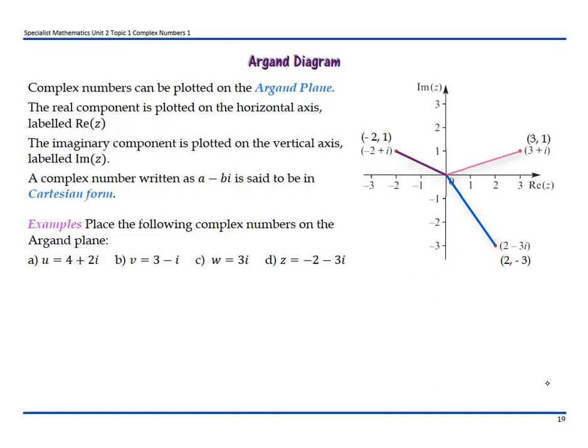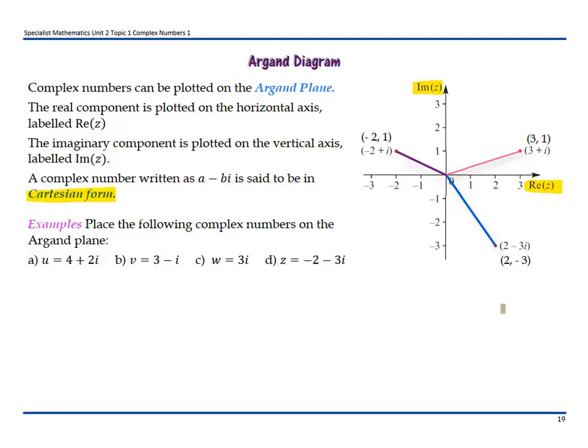This video looks at the Argand plane. Now, complex numbers can be plotted on the Argand plane. The real component is plotted on the horizontal axis and is labelled Re(z), and the imaginary component is on the vertical axis and is Im(z). Now, a complex number written as a plus bi is said to be in Cartesian form.